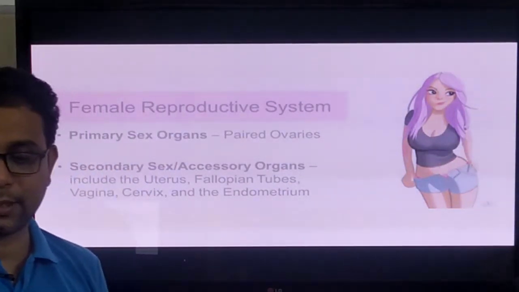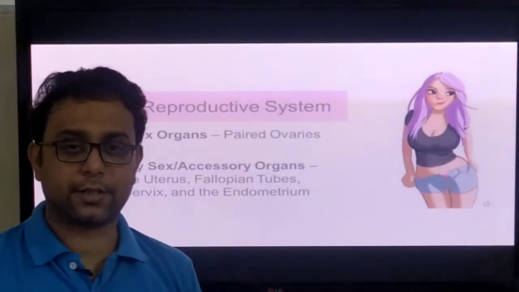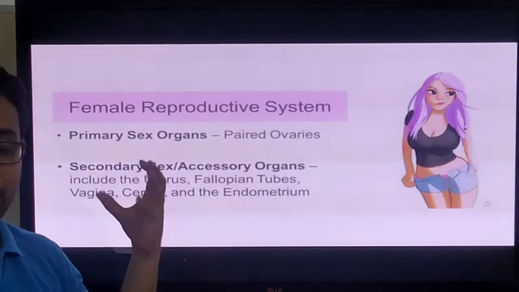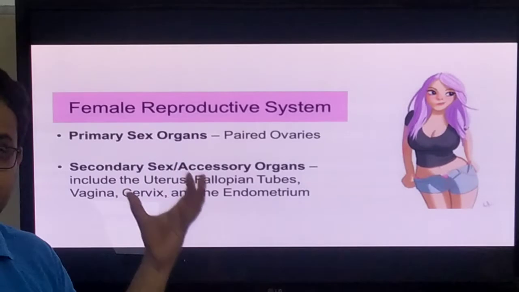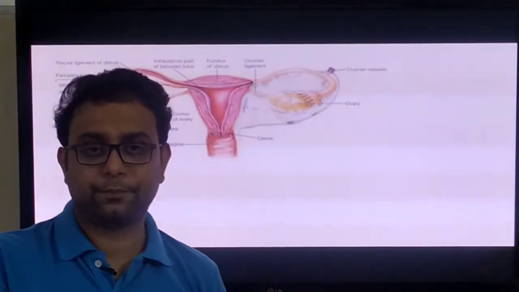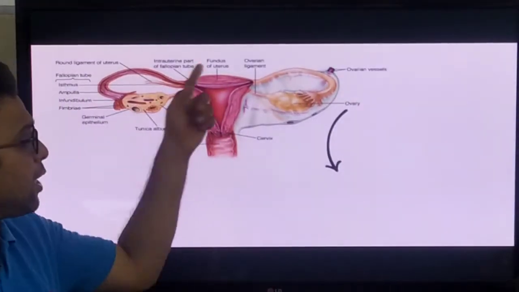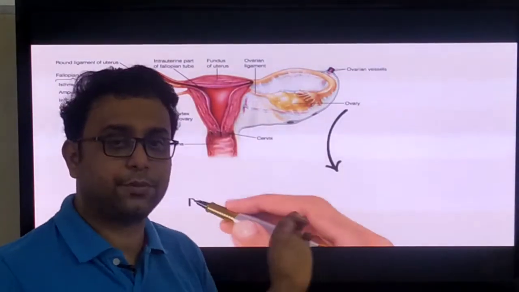Now we discuss the female reproductive structure, or female reproductive system. In the female, the primary organ is a pair of ovaries, and the secondary structures are the fallopian tube, uterus, vagina, cervix, or endometrium. That means that is a part of the uterus also. So this structure is very important. This is the female reproductive system.